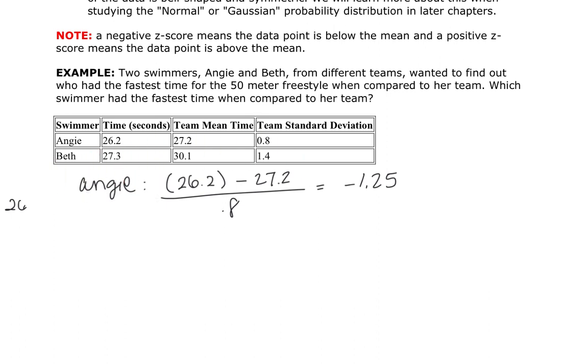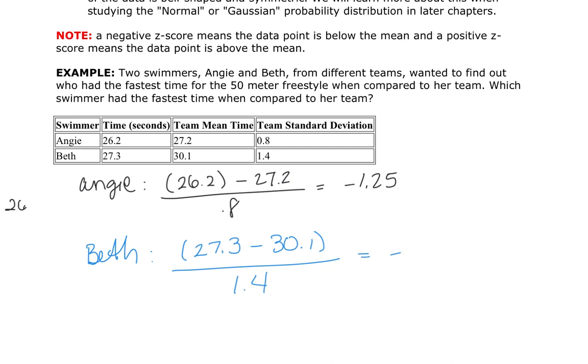But now let's see what happens with Beth when we compare her to her team. So when we take Beth's score, which is 27.3, and we subtract off the 30.1, we divide by that standard deviation of 1.4, we actually get a negative 2.0. So even though Beth's time is longer than Angie's, Beth's score compared to the rest of her team is 2 deviations below the mean. So comparing Beth to the rest of her team, she's much faster than Angie is compared to the rest of her team.